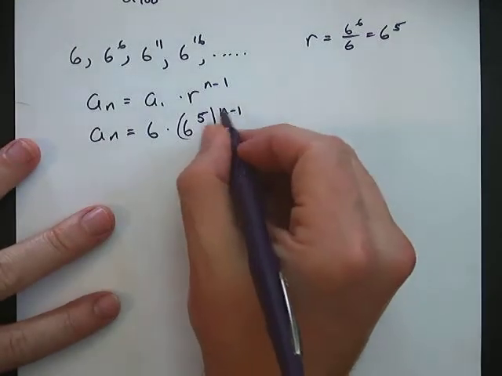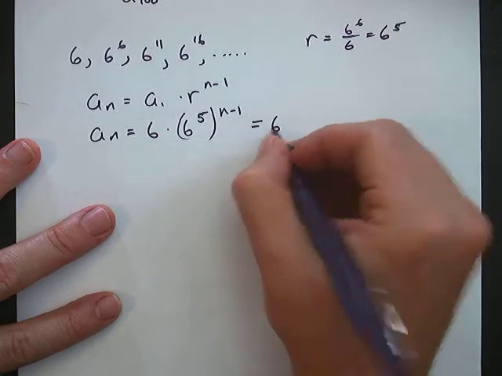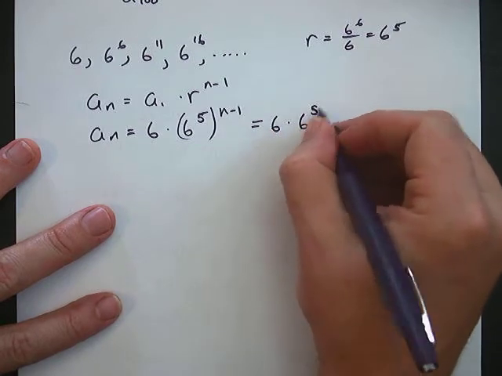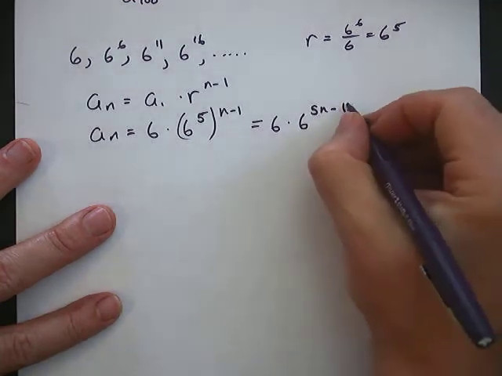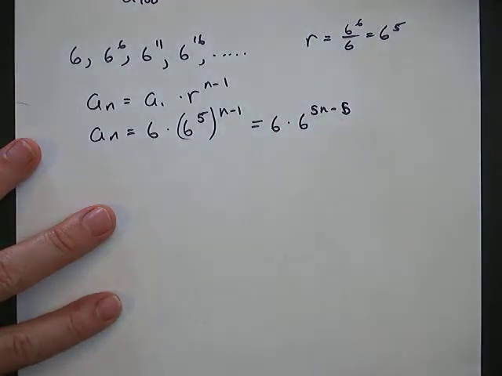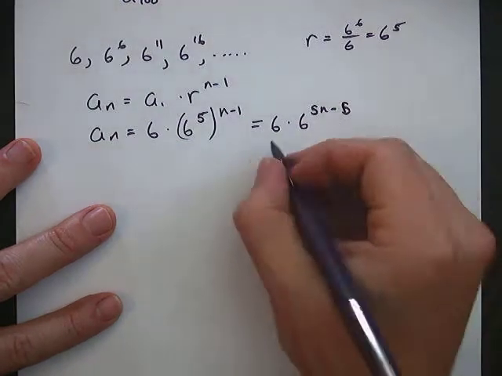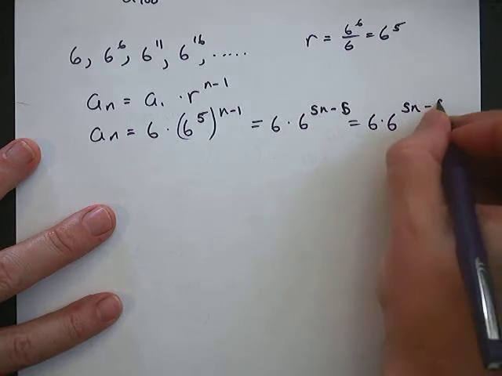First thing I'm going to do is distribute this 5 to the n minus 1. Okay, so that'll give me 6 times 6 to the 5n minus 1. Or actually 5n minus 5, excuse me. 5 to n and then 5 to the negative 1. So 5n minus 5. Okay, let me write that again. 6 times 6 to the 5n minus 5.